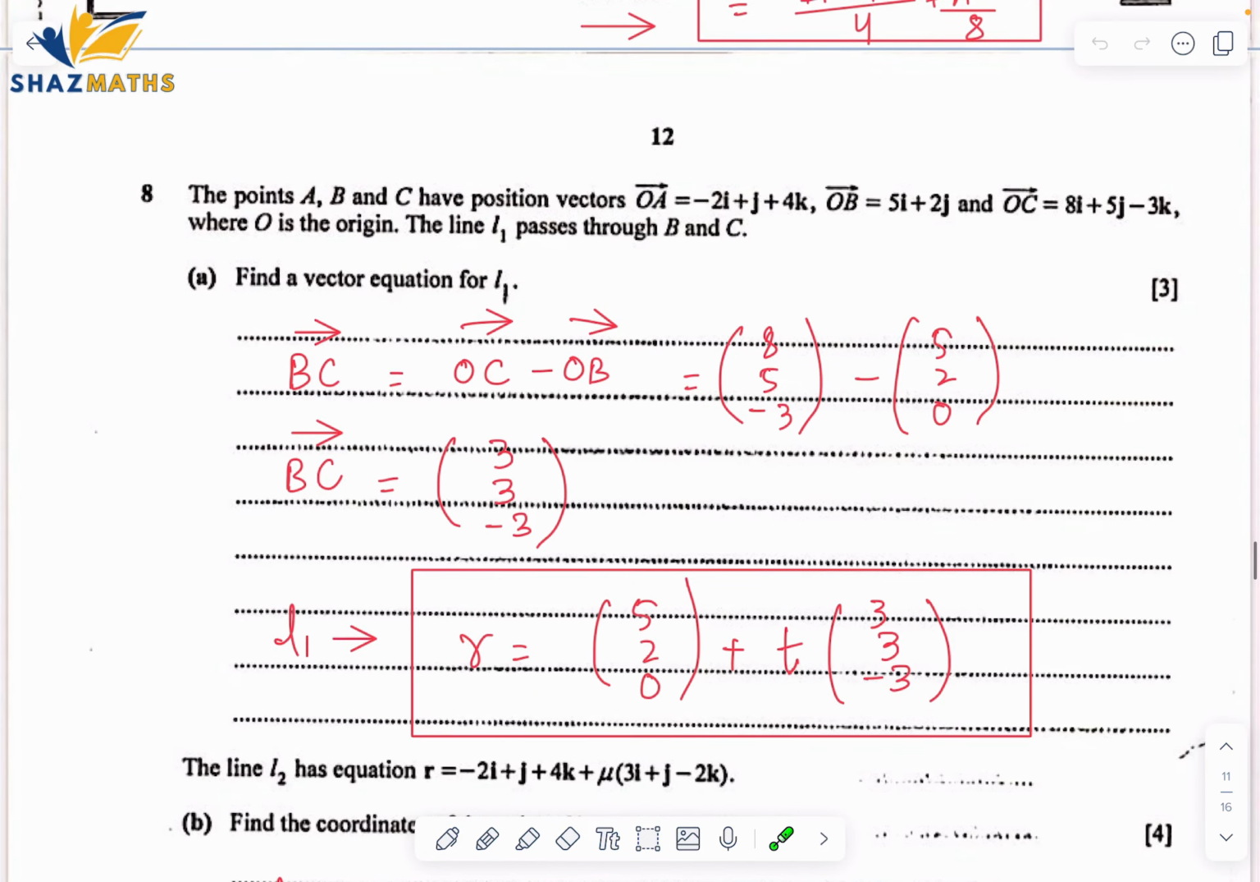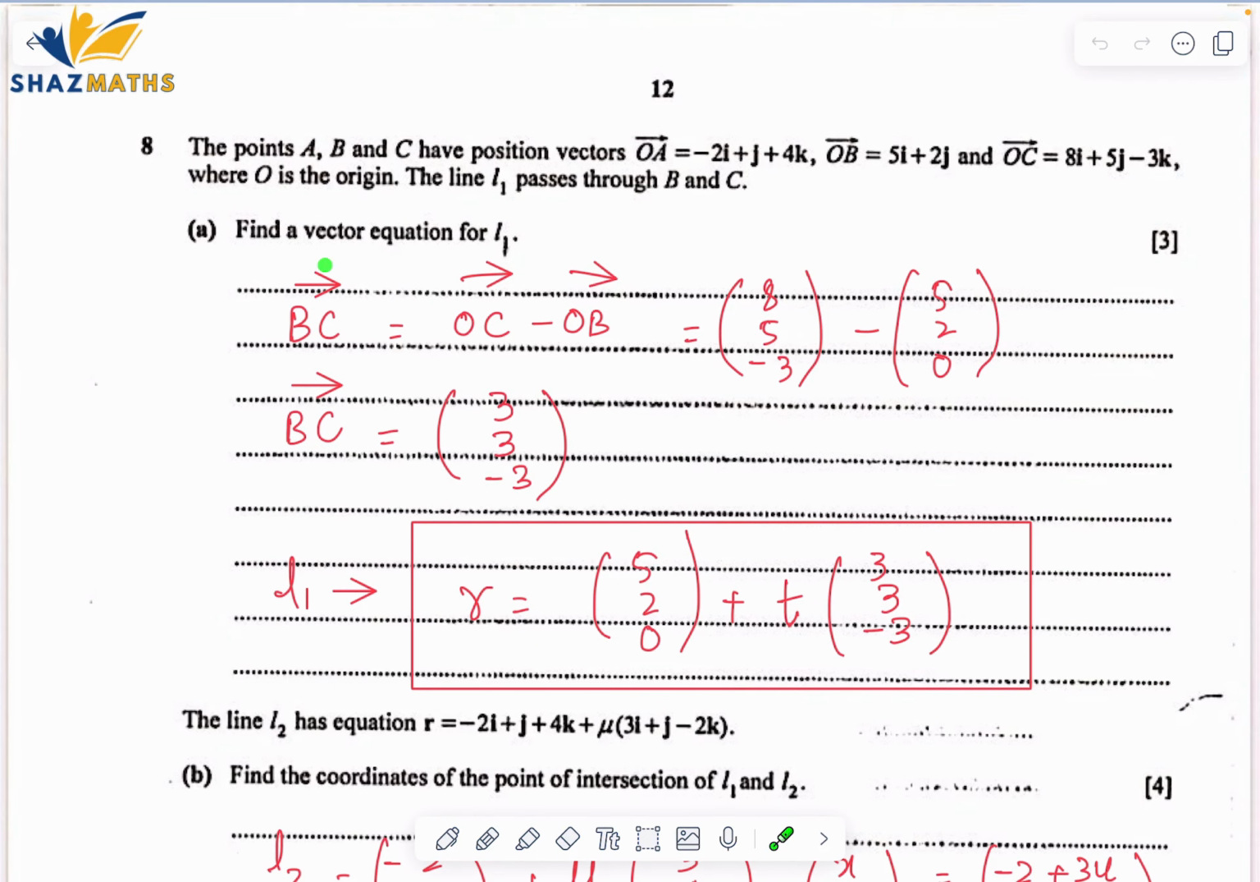Question number 8. The points A, B and C have the position vectors OA is minus 2i plus j plus 4k, OB is 5i plus 2j, and OC is equal to 8i plus 5j minus 3k, where O is the origin. The line L1 passes through B and C. Find the vector equation of line L1.